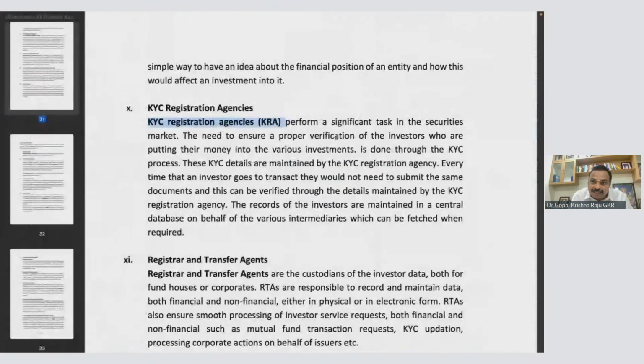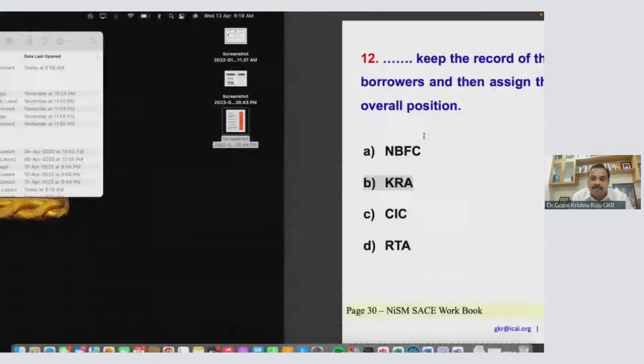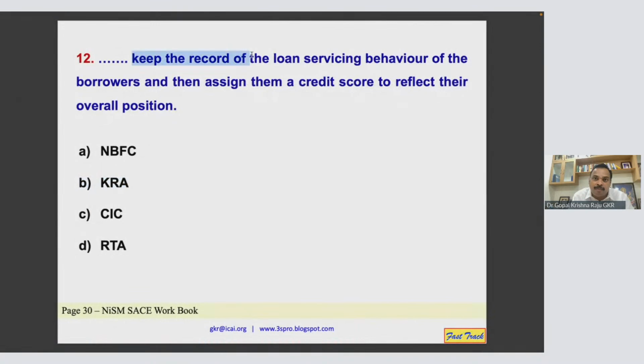Now this is a significant task. They need to ensure a proper verification of investors. Now here, to keep a record of loan servicing behavior. Loan servicing means I borrow, I am a borrower. How I service the loan, do I pay on time? That record will be kept and then assign a credit score. Is that a good guy, a bad guy, a bad borrower, a good borrower?